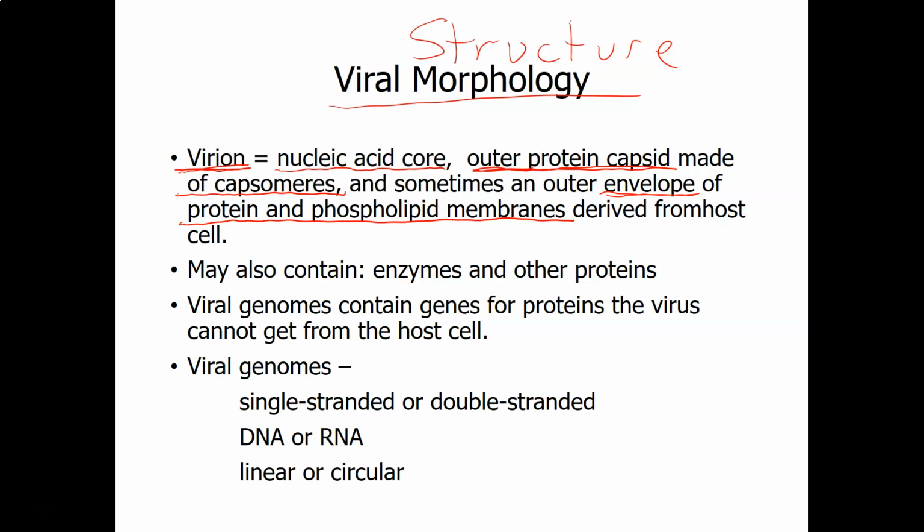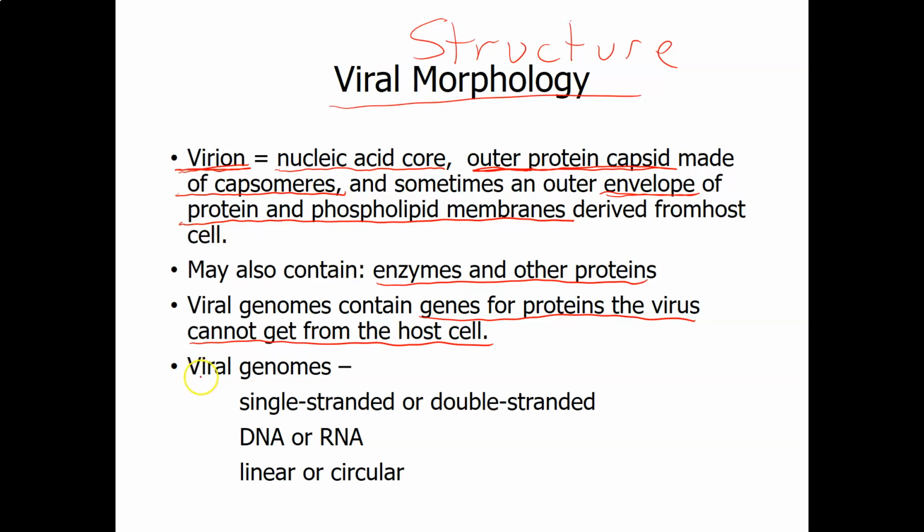And some viruses may also contain enzymes and other proteins, enzymes such as DNA polymerase, RNA polymerase. There's one called reverse transcriptase. But these enzymes are going to be involved in the processes of replication, transcription, and translation, which we learned about in Bio 111. So viral genomes contain the genes for the proteins that the virus can't get from the host cell. Sometimes the virus will use the host cell RNA polymerase, for example, and sometimes it makes its own. So the genome of a virus contains genes for anything that the virus has to produce on its own that it can't get from the host cell.